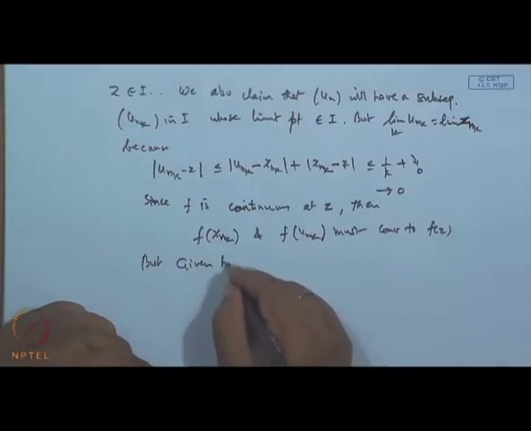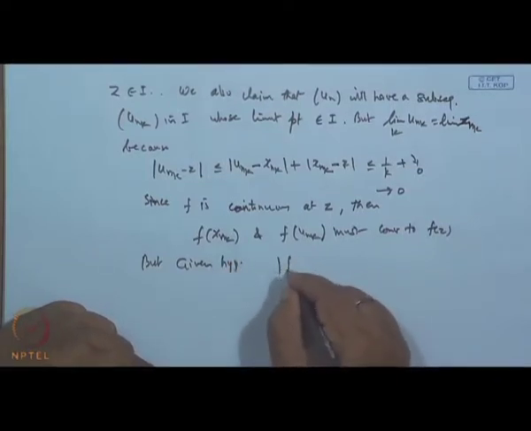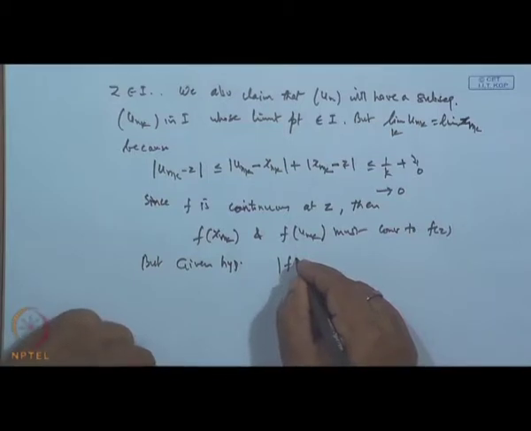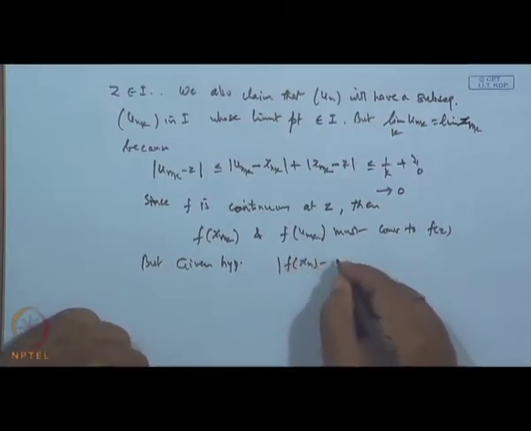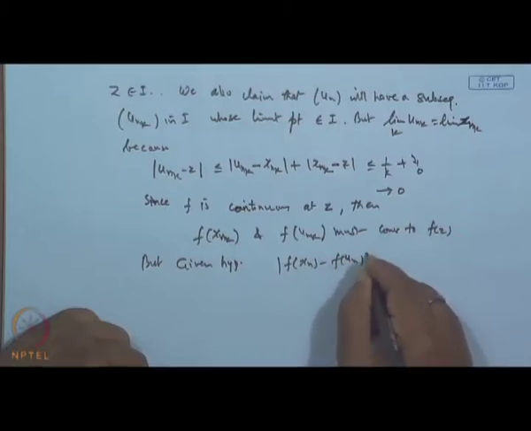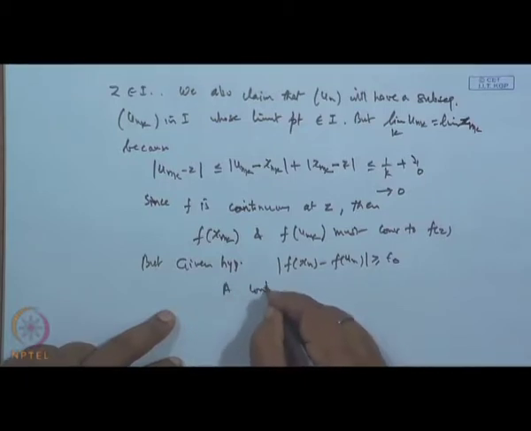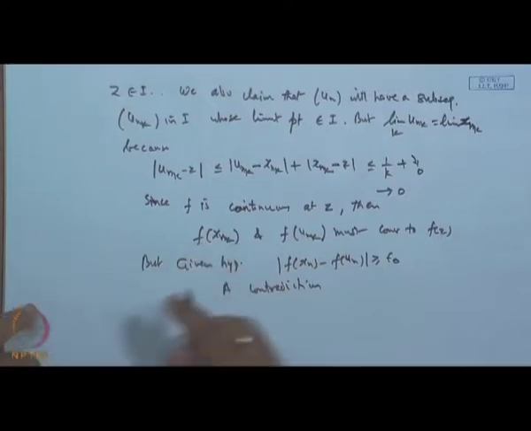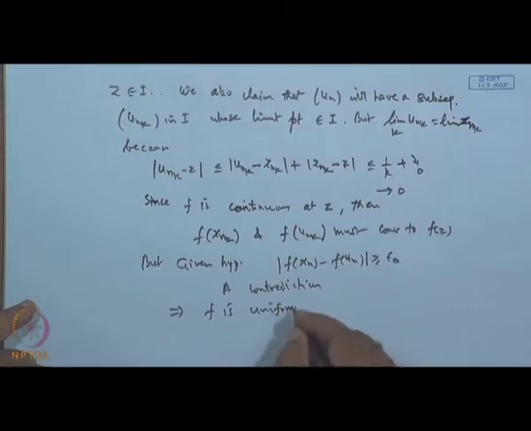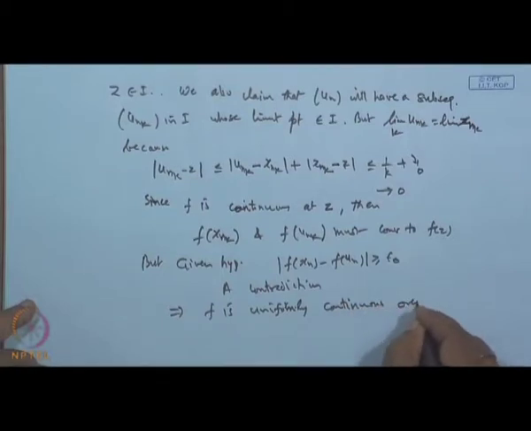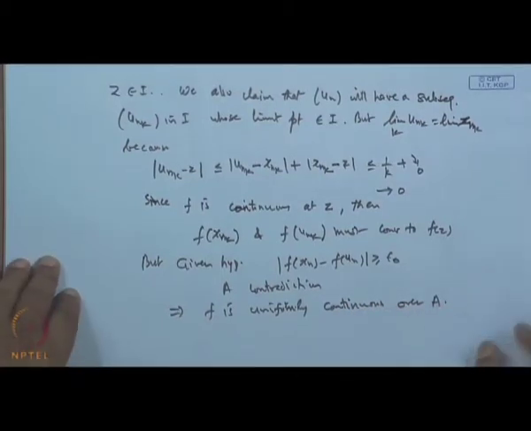But the given hypothesis is that the modulus of f(x_n) minus f(u_n) is greater than or equal to epsilon naught. This is given. So this is a contradiction, and the contradiction arises from our wrong assumption that the function is not uniformly continuous. Therefore, f is uniformly continuous over I. That shows the result, and this proves uniform continuity.